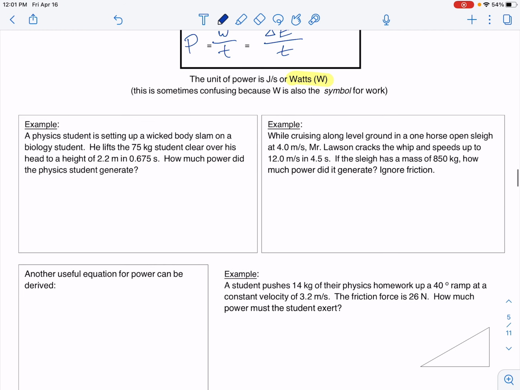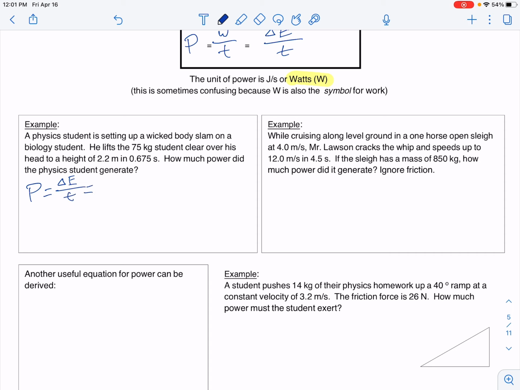All right. So for this first one, we have a physics student. He's going to body slam a biology student, as he should, or as they should. So he lifts a 75-kilogram student over his head, 2.2 meters in 0.675 seconds. How much power did they generate? So again, in this case, a little bit difficult for us to calculate force. So we're not necessarily going to be able to use work, but what we can do is look at the change in energy divided by time.